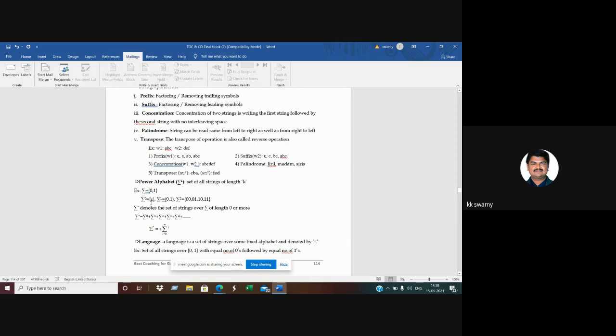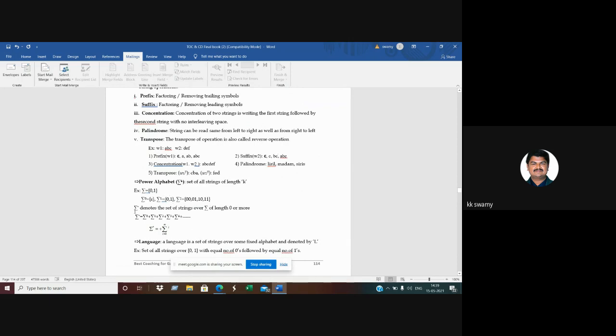Sigma equals 0 comma 1. Sigma power 0 means epsilon. Sigma power 1 is 0 comma 1, which means the strings of length 1. And sigma power 2 means sigma power 1 into sigma power 1, that means 00, 01, 10, 11. All these belong to sigma power 2.